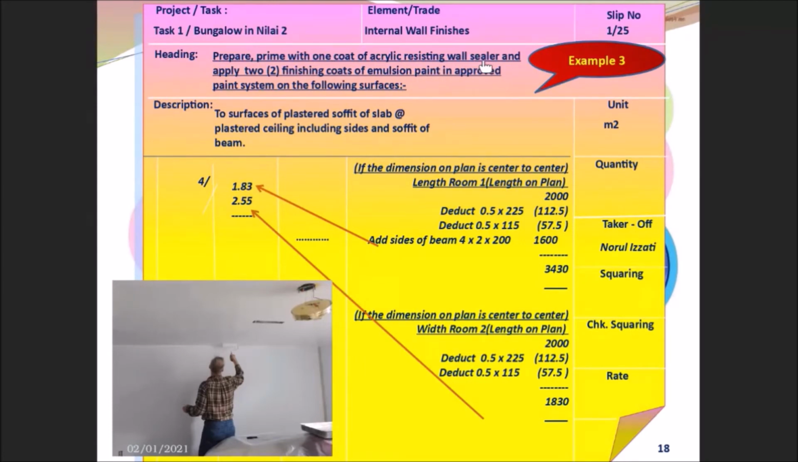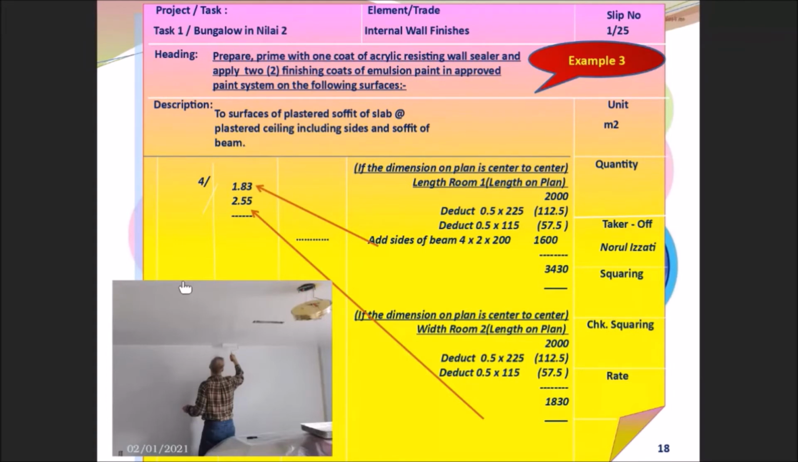Normally the ceiling and the wall have similar specification, so you can use the same specification: 2 finishing coats and 1 undercoat according to the specification. If the detail is not given, you can refer to the lecture notes to put in your description later. But for the description, you can put 2 surfaces of plastered soffit of the slab or plastered ceiling, including the side and soffit of the beam.